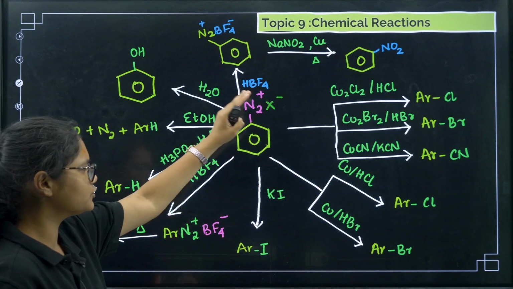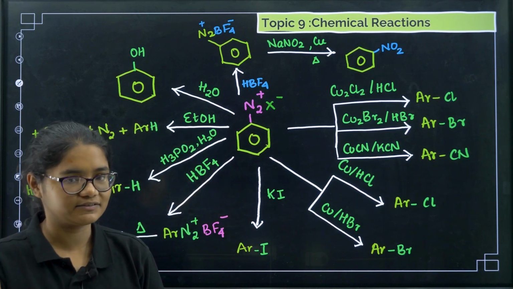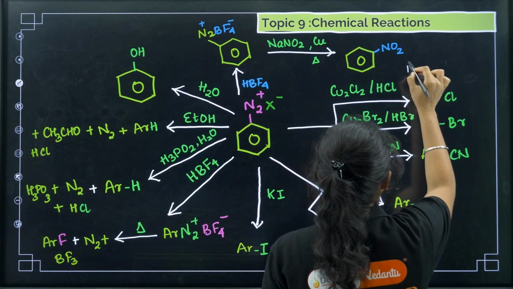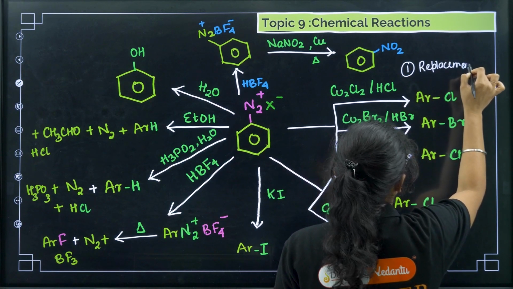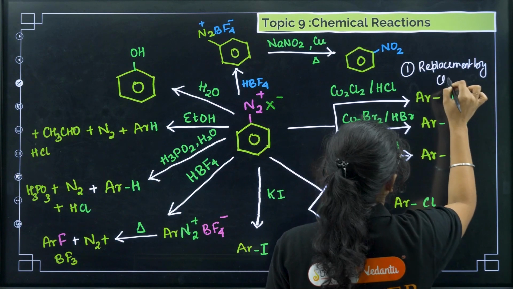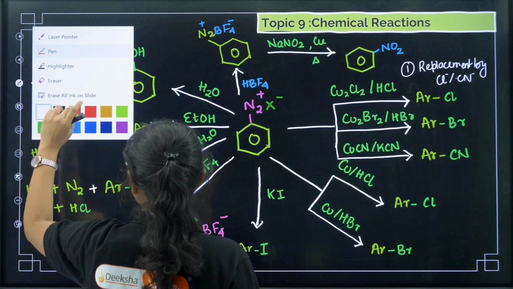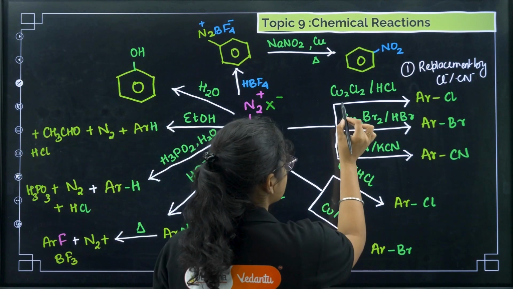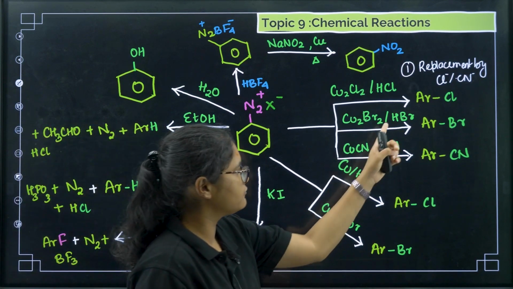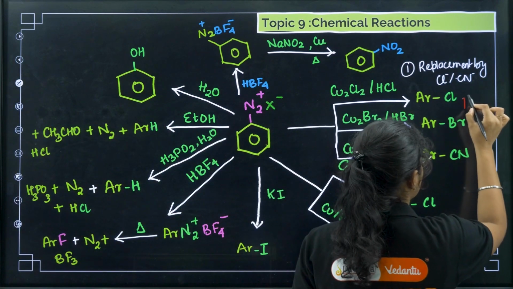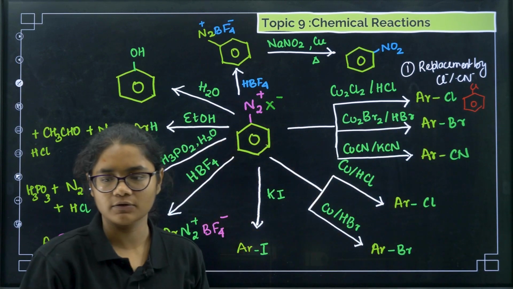So this is your benzene diazonium chloride, and the first thing is replacement by Cl minus or CN minus. So that is your first reaction. Now you can use CuCl2 and HCl, so that will give you chlorobenzene. The product is like this, chlorobenzene. So you can see this N2 is replaced with chlorine group now.